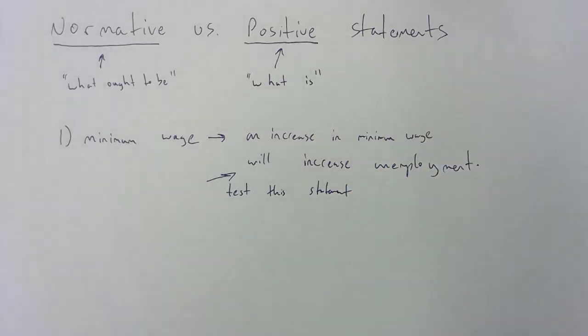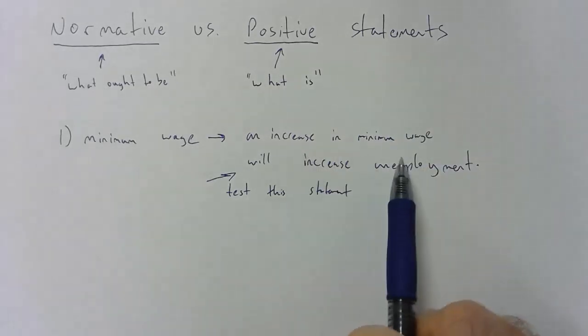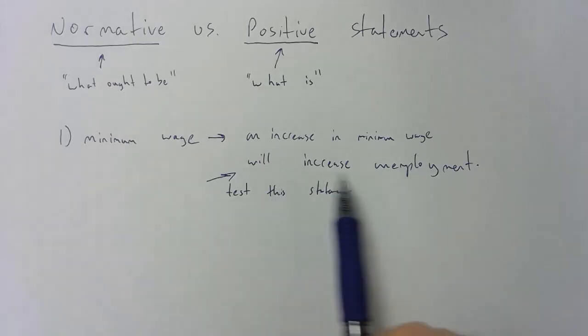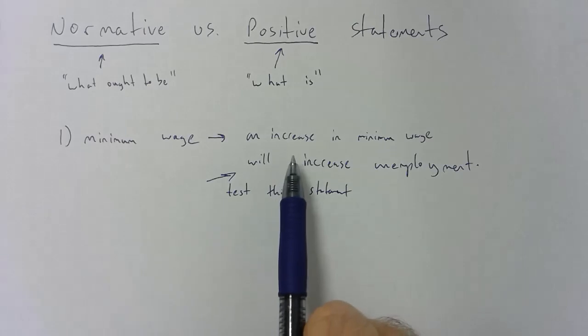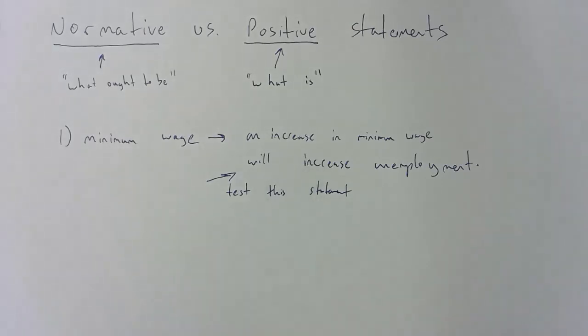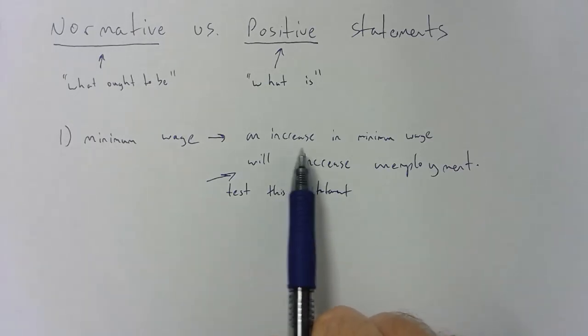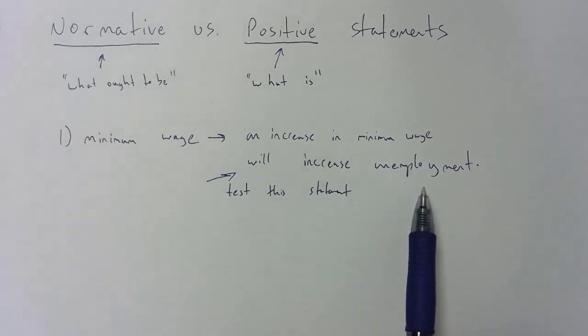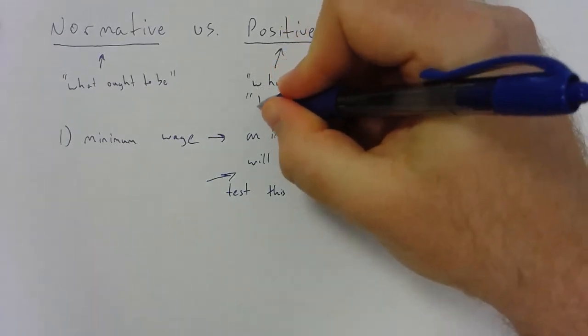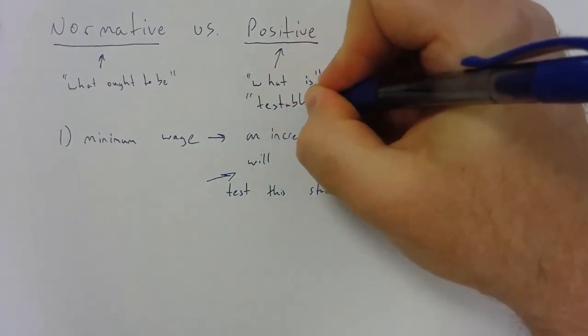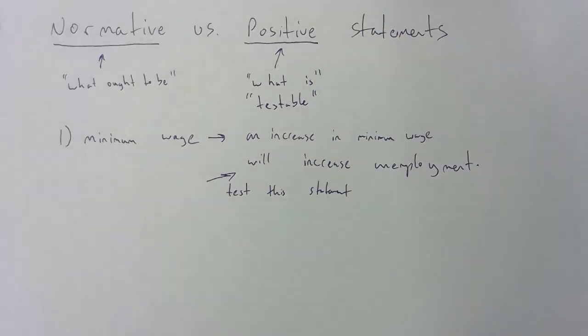So we can look somewhere that has an increase in minimum wage, and then we can see if unemployment actually goes up or down. Now, the statement doesn't have to be true to be a positive statement. It just has to be something that we can test. It's possible that an increase in minimum wage will decrease unemployment. It's still a positive statement. So, a positive statement is testable.